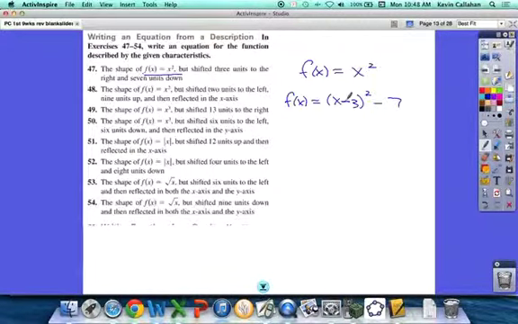Okay, what if it was a flip across the x-axis? How would you show that? A negative in front of the squared term, right? So just know your basic transformations like that.